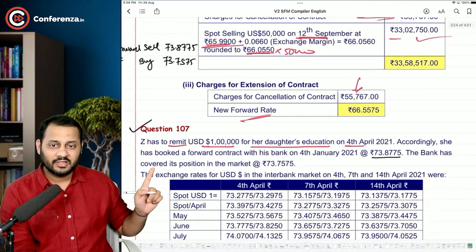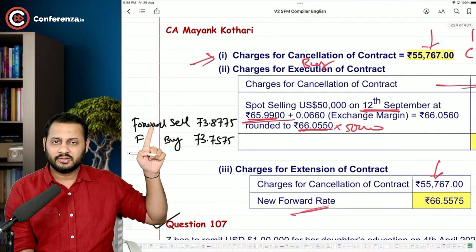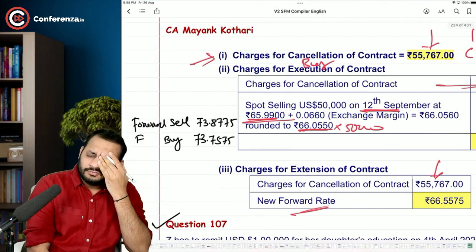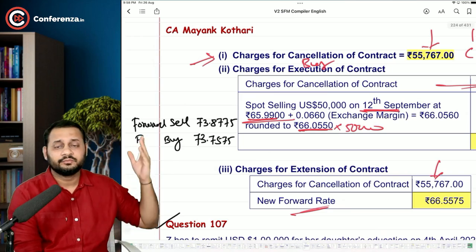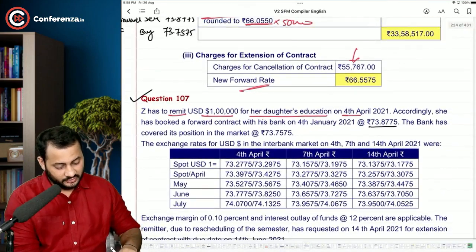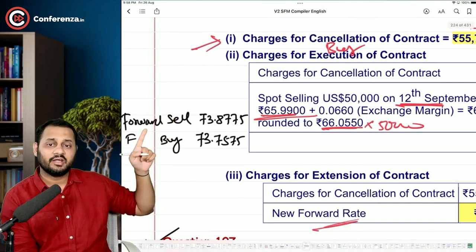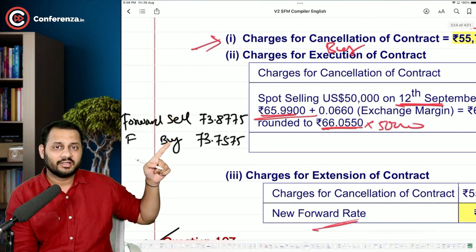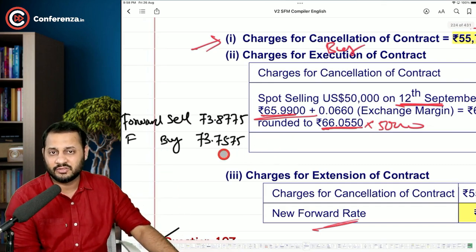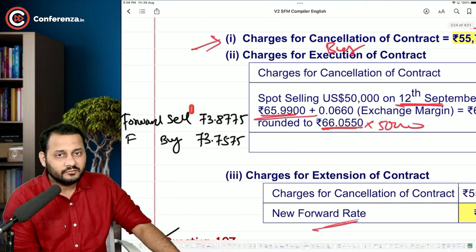Okay. The bank covered its position. What does that mean? When Z came to the bank and requested, we can say, a desire of buying the dollar from us after some date, which was 4th April 2021, we quoted her this rate after entering into the buy contract in the interbank market. We got to know that every dollar will cost us 73.7575 on 4th April. Let's add the margin and quote the rate to Z.